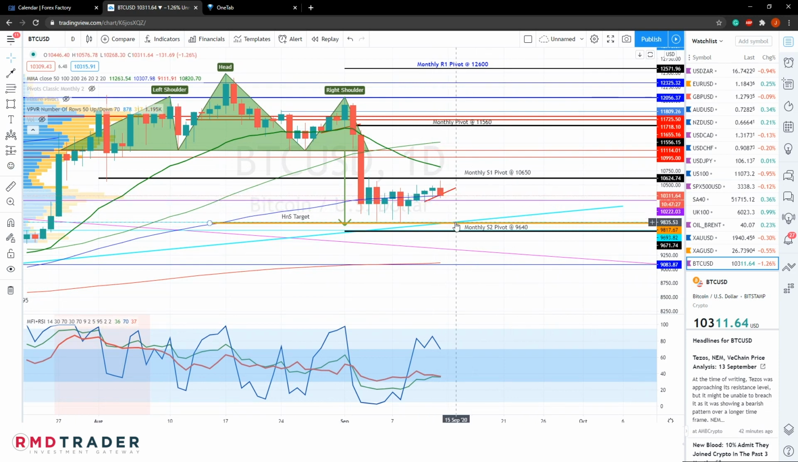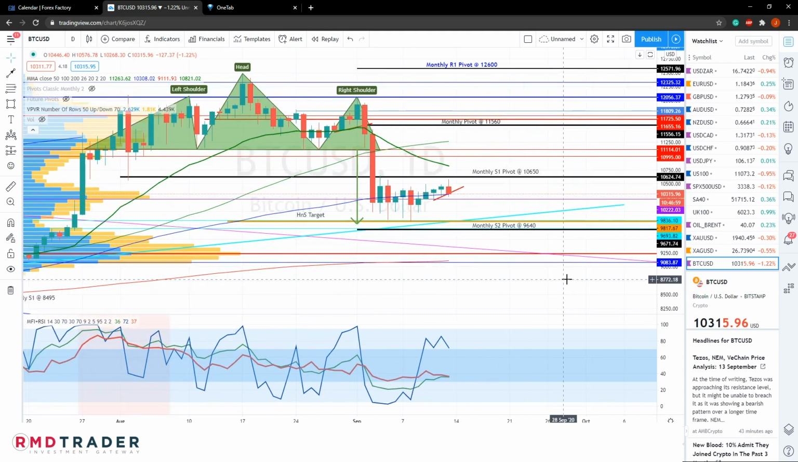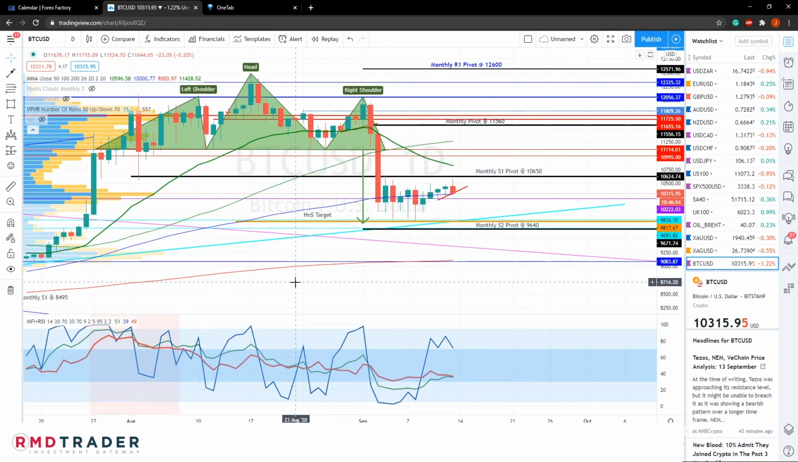the first area to look out for would be support at 9,800, and that would be followed by the monthly S2 pivot at 9,640, and after that would be our 200 SMA on the daily, and that will probably be around the area of 9,100. It's also worth keeping in mind that the yearly pivot is all the way down here at 8,000. So in the event of a more aggressive sell-off, those are the levels of support to keep an eye out for. That concludes Bitcoin.